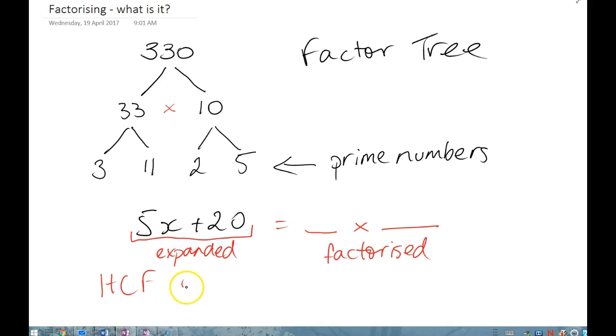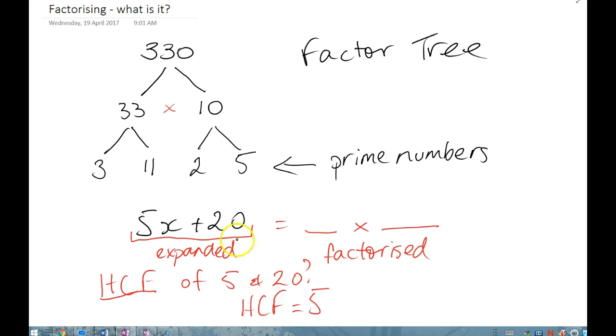So highest common factor of the two numbers 5 and 20, and our question is, what is that? So remember, highest common factor, this is where we think about what number can I divide into 5 and into 20, but it needs to be the largest number that I can divide into 5 and into 20. So hopefully you're thinking, okay, well the largest number I can divide into 5 and into 20 is going to be the number 5. 5 divided by 5 gives me 1, 20 divided by 5 gives me 4. So 5 can be divided into both of those numbers.